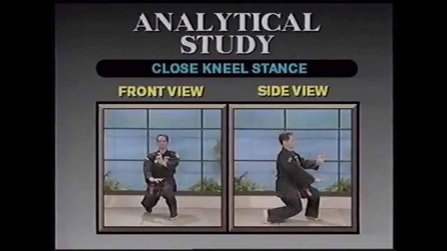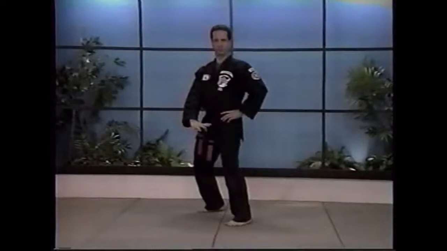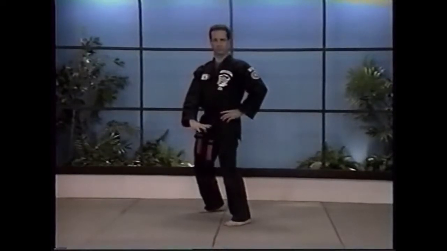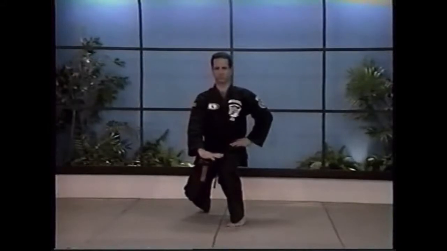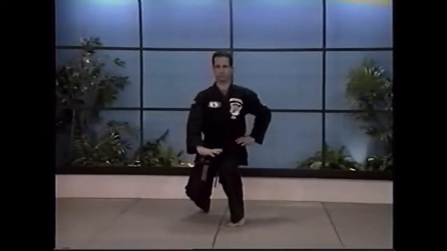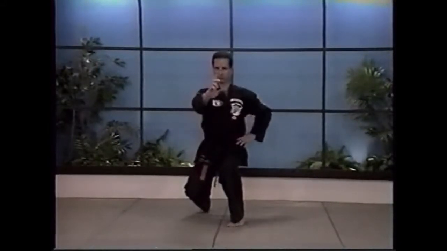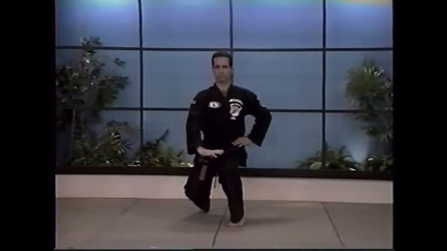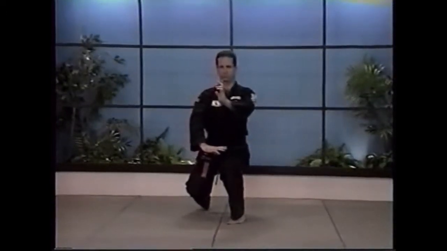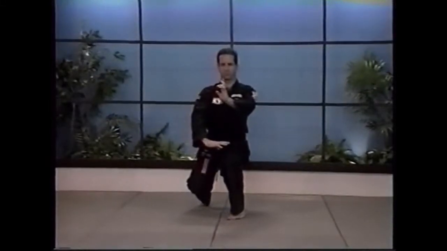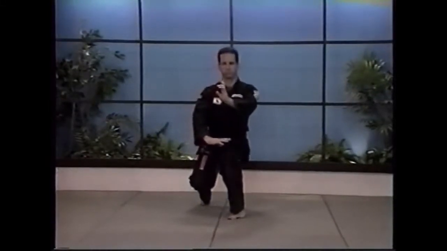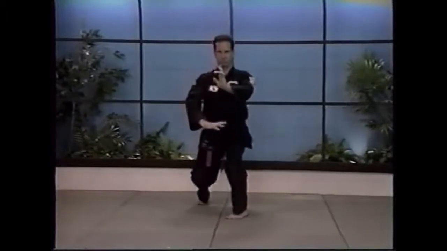Analytical study of the close kneel. Front view. Keep your right arm low. Have your right knee brought straight down. Have your weight distributed equally on both legs. Keep your eyes straight ahead. Keep your left arm high. Force your left knee out. Your forward or left foot should be positioned identically to that of a left neutral bow.